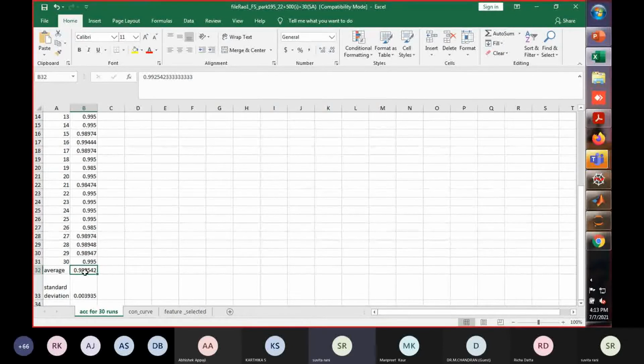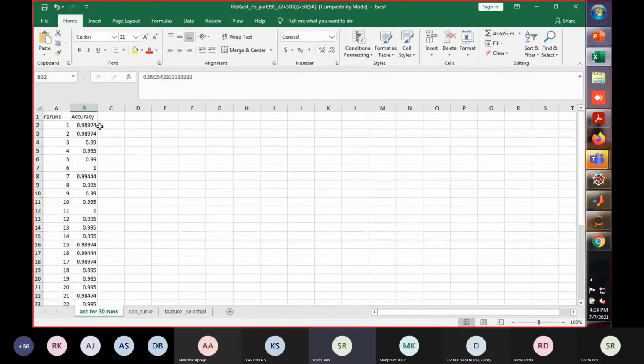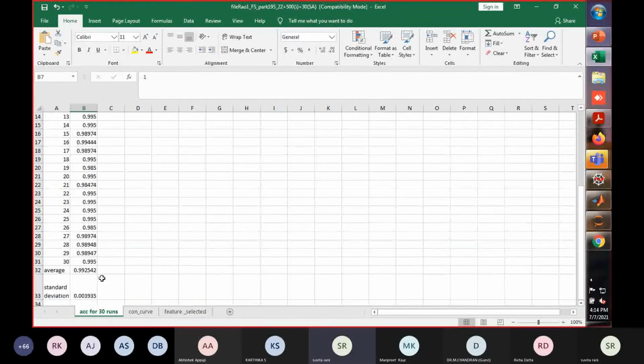This is particularly taken for the precision, because if you have seen, sometimes the value is 0.9897, in the second rerun 0.9897, then 0.99, 0.995, and 1. 1 means 100% accuracy achieved, and the overall average accuracy is 99.25, and the standard deviation is 0.0395.